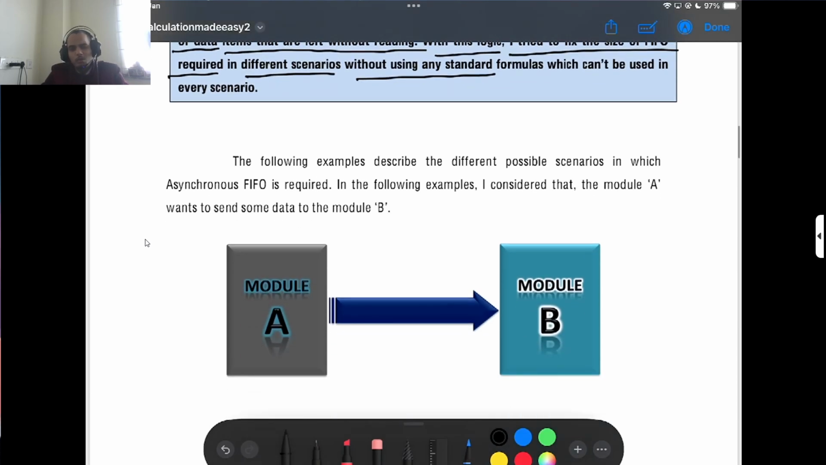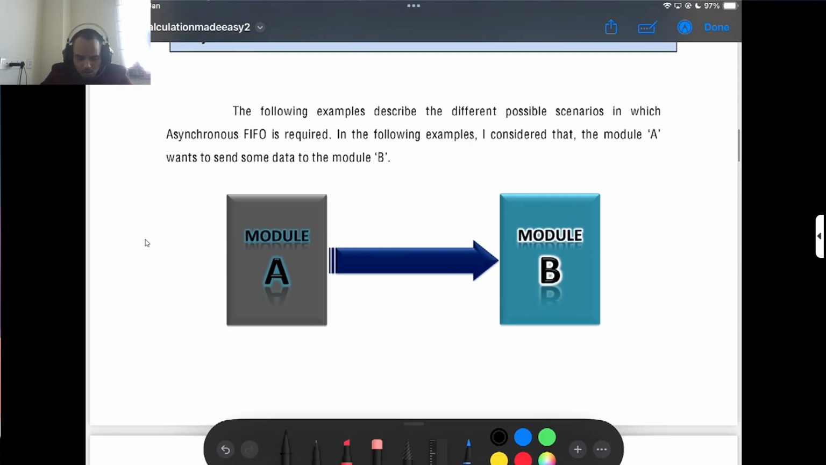Okay. So any standard formulas are not required. Just for understanding the scenario, what scenario they are asking, and according to the scenario, just try to give the answer. Okay, that's all.